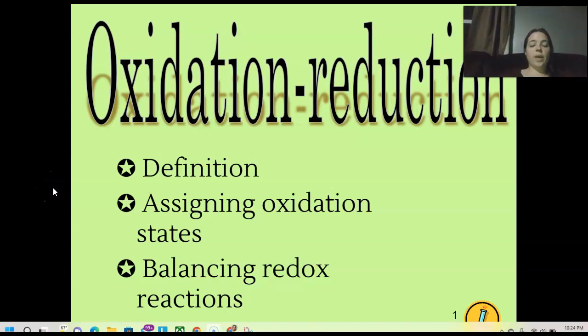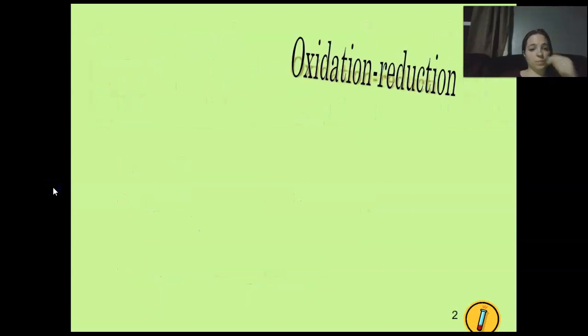All right, so we are looking at oxidation reduction, otherwise known as redox reactions. First off, we're going to look at some definitions. We're going to assign some oxidation states, which we've already seen before, and we're going to balance redox reactions.